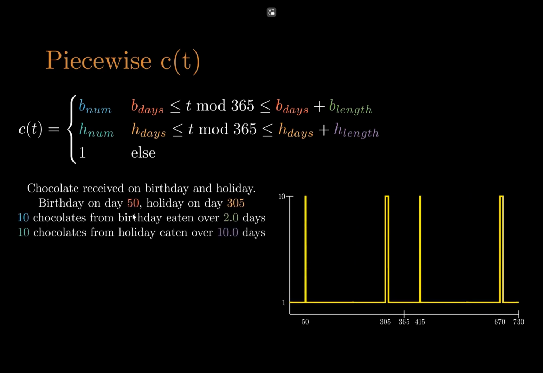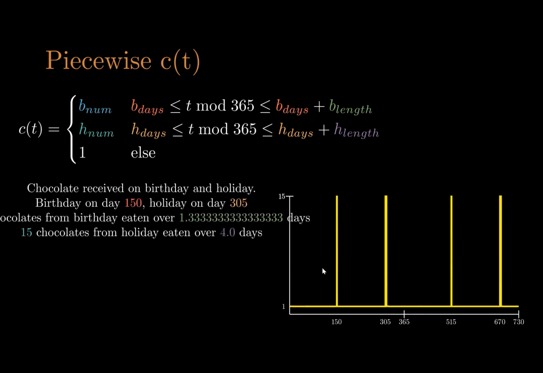In this example, we moved our birthday back to day 50 and raised our consumption to 10 chocolates per day over 2 days and 10 days respectively. In this one, our birthday is on day 150 and we are consuming 15 chocolates per day during both holiday and birthday.